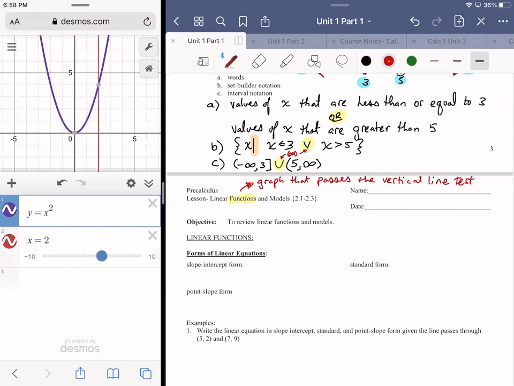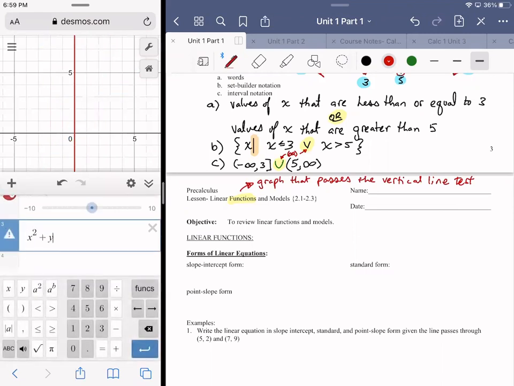sliding back and forth. And you'll see that in each instance, that vertical line only intersects with the parabola just once, all right? So anytime you pass a vertical line through another graph so that it only intersects with that graph once, or maybe not at all, but no more than once, then it passes the vertical line test. So this parabola is a function, right? But let me show you a different one real quick.